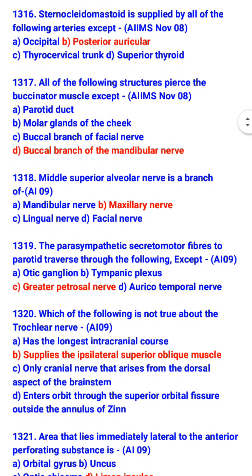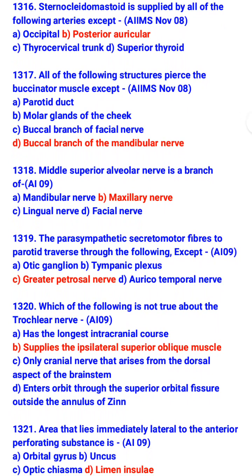The parasympathetic secretomotor fibers to parotid traverse through the following except greater petrosal nerve. The parasympathetic secretomotor fibers to parotid traverse through otic ganglion, tympanic plexus, and auriculotemporal nerve.